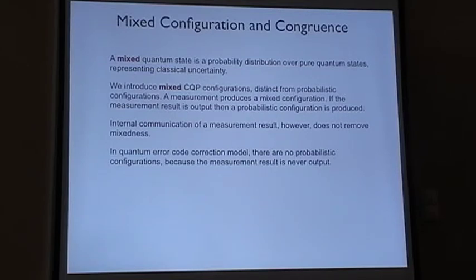To give a brief description of a mixed configuration and congruence, a mixed quantum state is a probability distribution over pure quantum states, representing some classical uncertainty. So we introduced a mixed CQP configuration, which is distinct from the probabilistic configuration. When we have a measurement, this produces the mixed configuration, as long as the measurement result is not output. If it is output, then we get a probabilistic configuration. But since there is an internal communication of the measurement, we cannot remove the mixedness. In our quantum recursion model, there are no probabilistic configurations, because the measurement is never given to the output but is communicated internally.